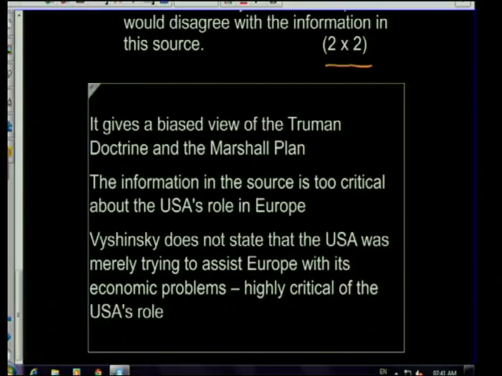And the reasons are obvious. It gives a biased view of the Truman Doctrine and the Marshall Plan because it is by a Russian. The information in the source is too critical about the United States' role in Europe. And they do not state that the United States was merely trying to assist Europe with its economic problems. They are highly critical of the role of the United States because even though the United States might have had their own interests in helping Europe, the truth is that it was after the Second World War and a lot of the countries needed the help.